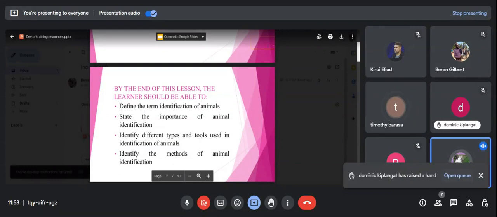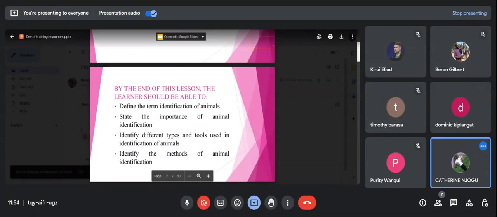Yes, ear tagging. Thank you. Dominic, another method. Yes, ear tagging. It has been said, and thank you. Branding, yes, thank you. I can see we were all active in class.